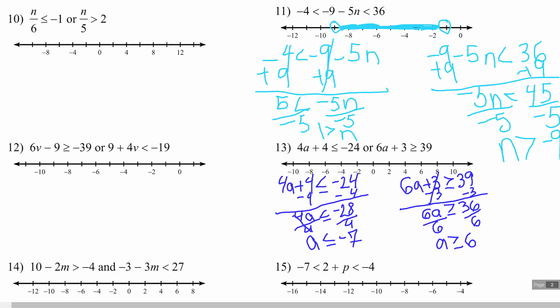So we have a is less than or equal to -7. So over here at -7, I'm going to need a closed circle. And it's going to go to the left because it's less than.